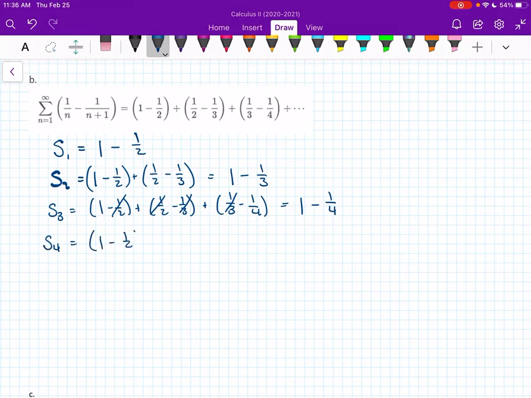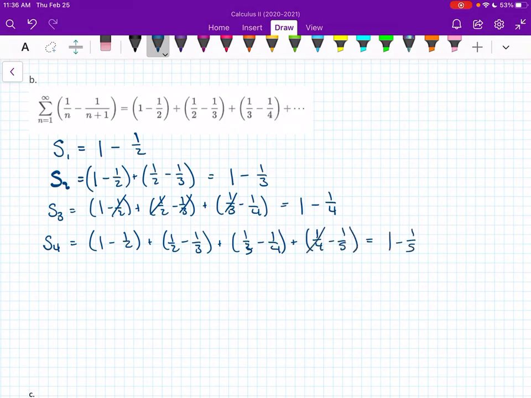And if I continue this, we're going to see that all of the terms within these terms are going to cancel except the 1 in the beginning and the last term within the term. So here I get 1 minus a fifth because the fourths, the thirds, and the halves will cancel. So if I continue, my partial sum will be 1 minus 1 over n plus 1.